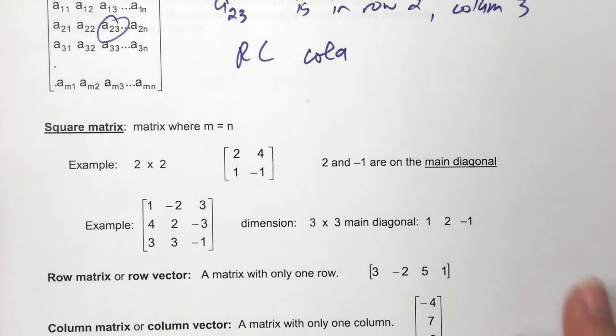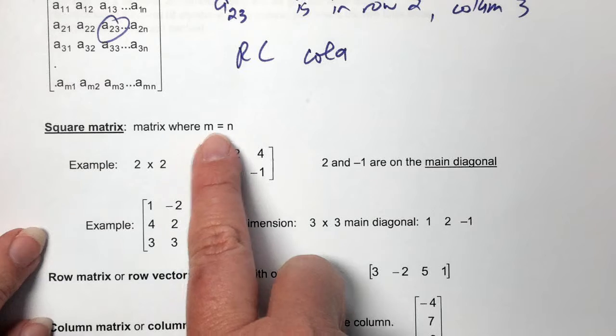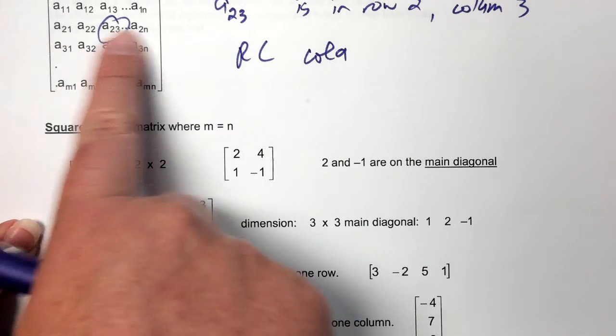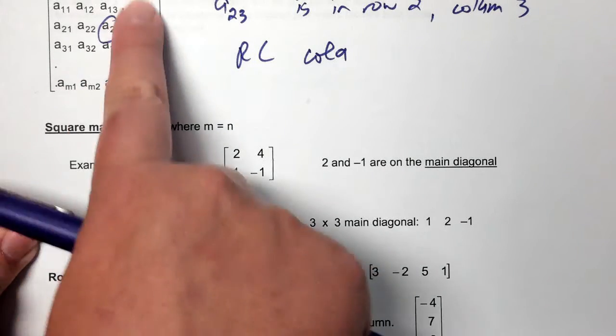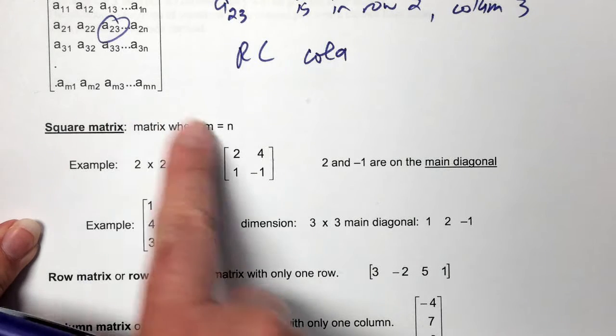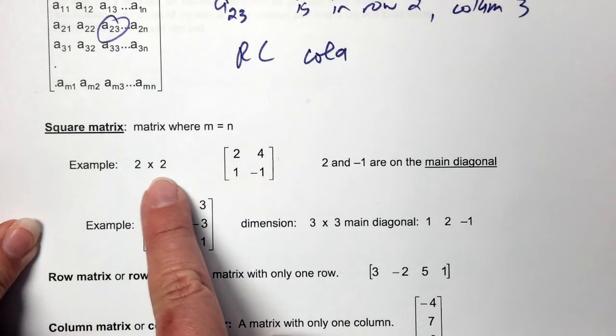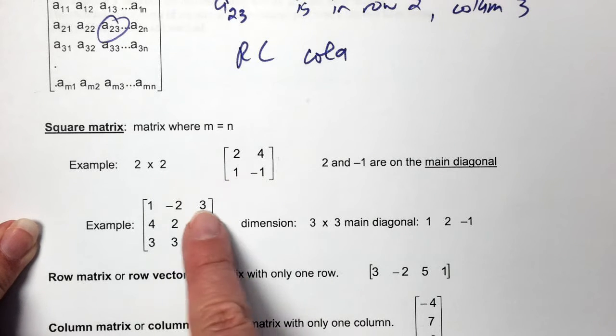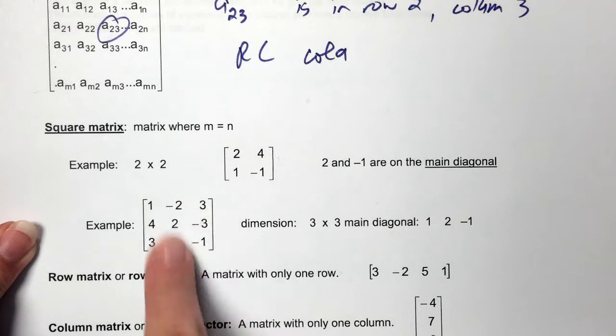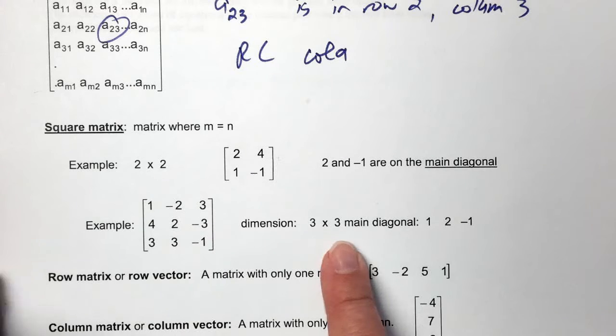You can have a square matrix. A square matrix happens when the number of rows is the same as the number of columns. So here we have M rows and N columns. M and N are the same in this one. Both are 2's, 2 rows, 2 columns. So this is a square matrix. Here there's 3 rows and 3 columns, so this is a 3 by 3 matrix.